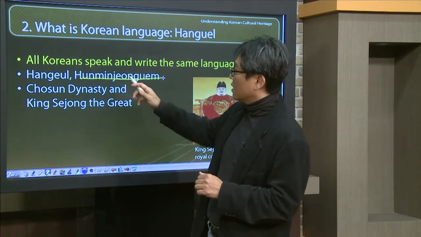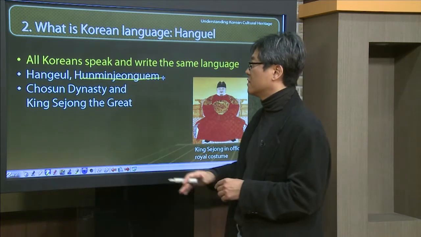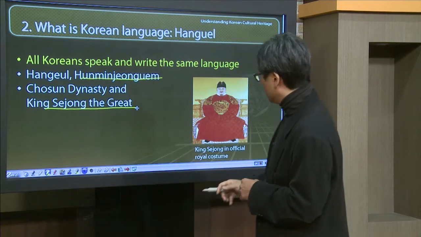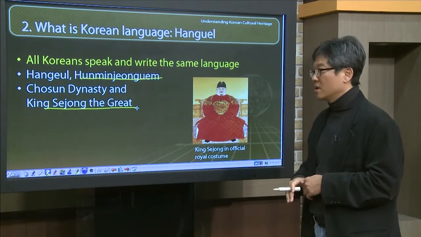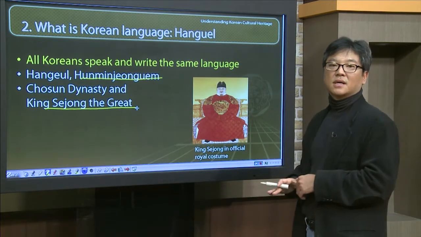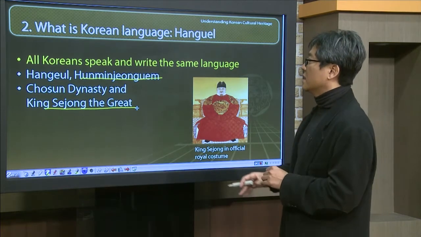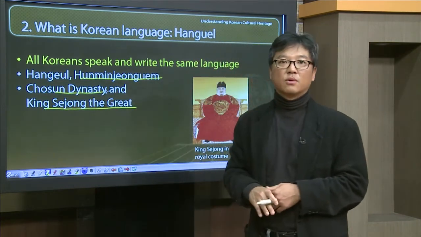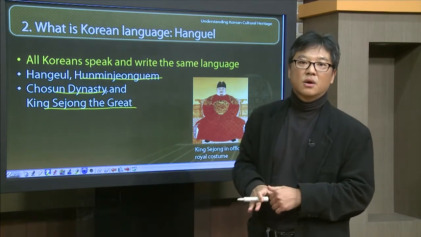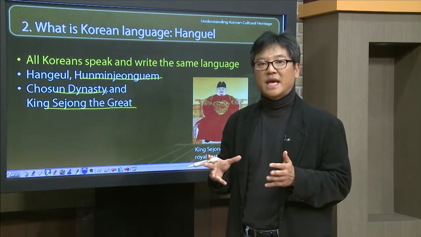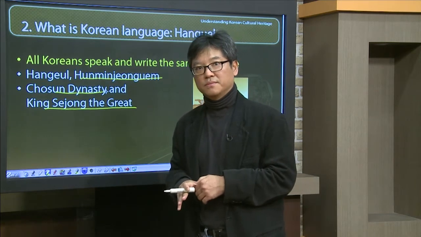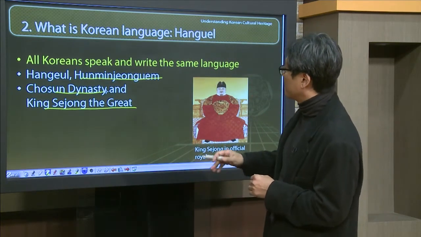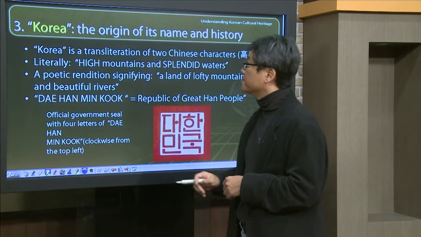The alphabet system was invented by King Sejong the Great. You can see the portrait of Sejong, which of course was painted afterwards during the Joseon dynasty. Probably Hangul is the only alphabet system in the world for which the original date of invention is known. So you will find out more in the lecture notes.